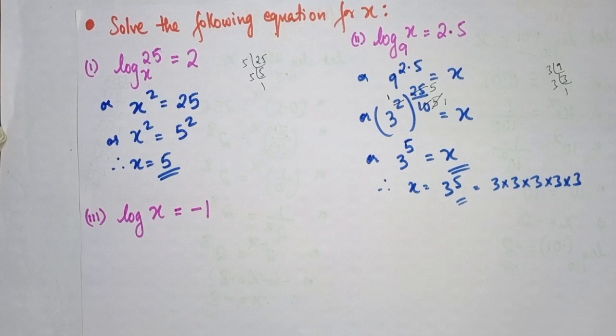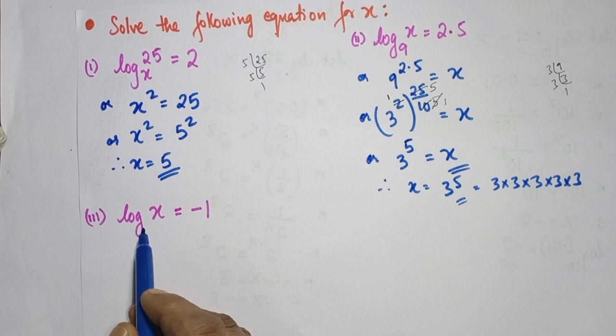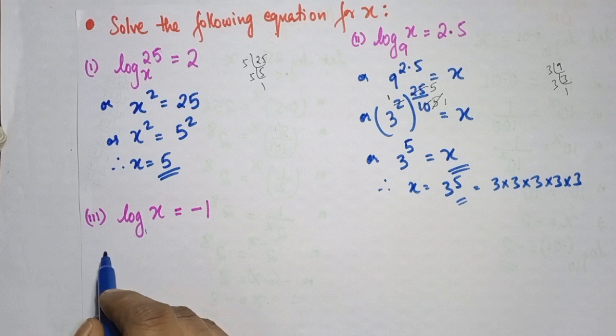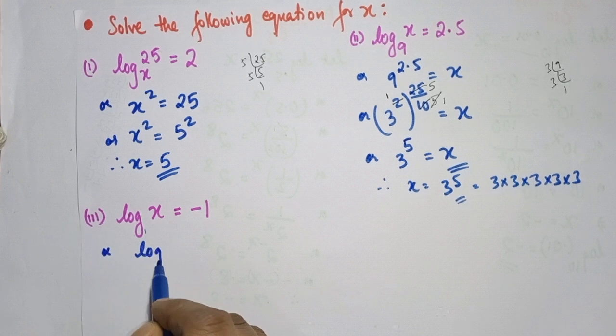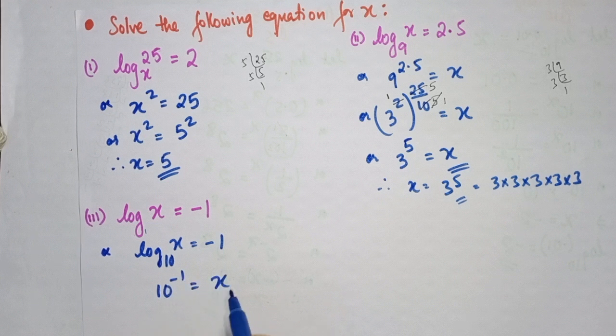So here we have the next question. So log x is there. Which log is this? This is your common log, because they haven't given us the base. That means always, if they do not give it to us, the base will be 10. So what we'll do? This is your log base 10 x equals minus 1. So how can I write this? 10 to the power minus 1 equals x.